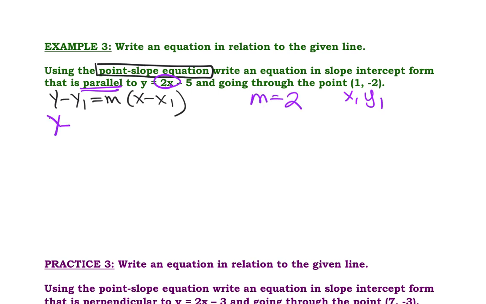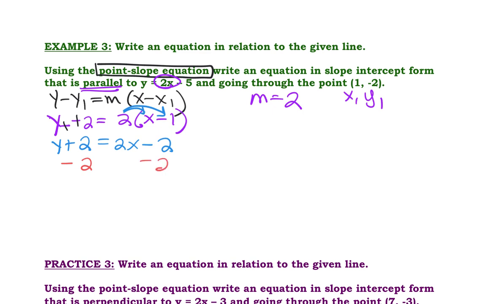So y minus negative 2 equals 2, and then x minus 1. All right, double negative turns into a positive, so that's y plus 2. What is 2 times x? 2x. All right, so that's 2x, and then 2 times negative 1? Negative 2. Negative 2. All right, carry down the left side. All right, then what's my last step? Subtract 2. Subtract the 2. So my final answer in slope-intercept form, because that's what they wanted, is y equals 2x minus 4.